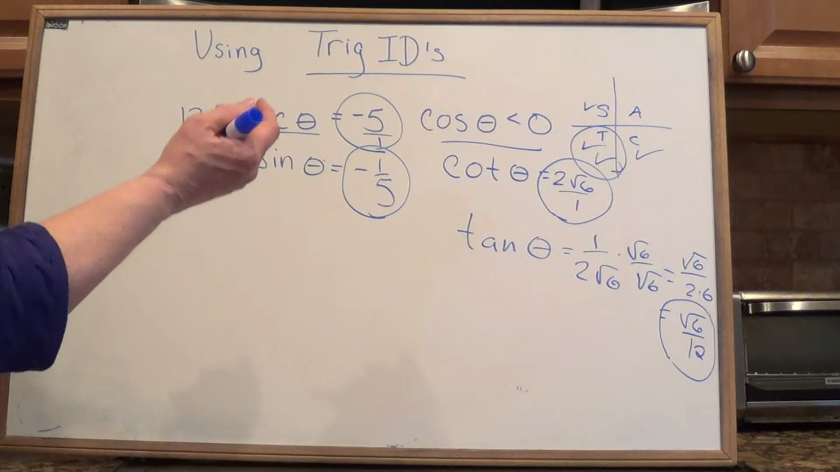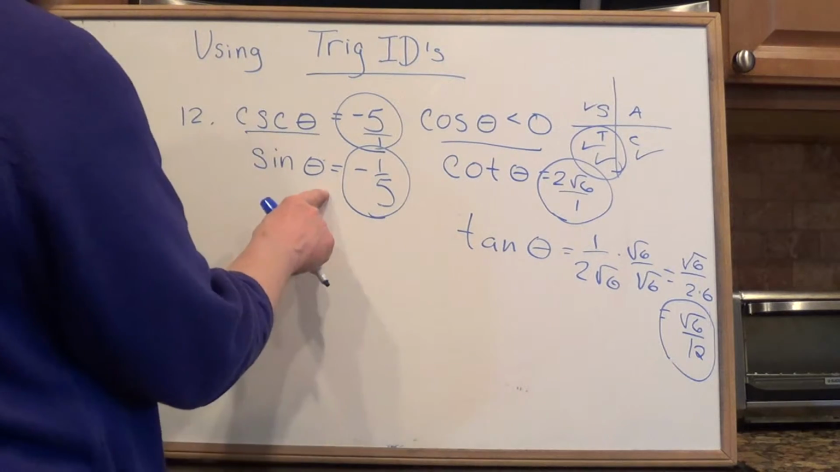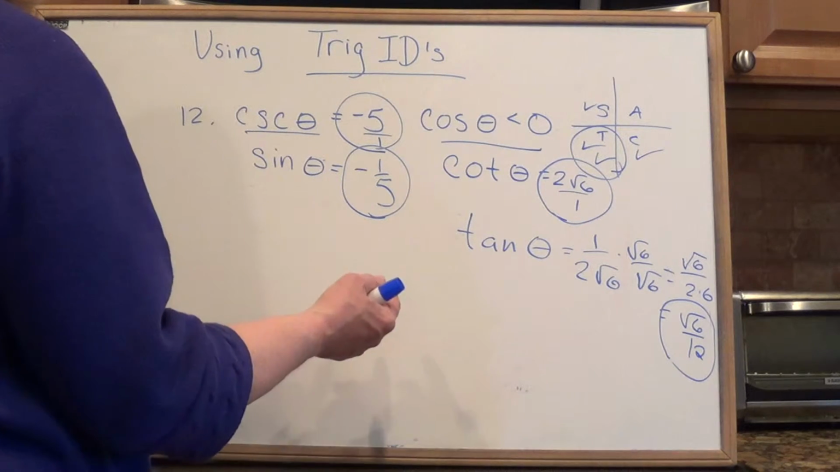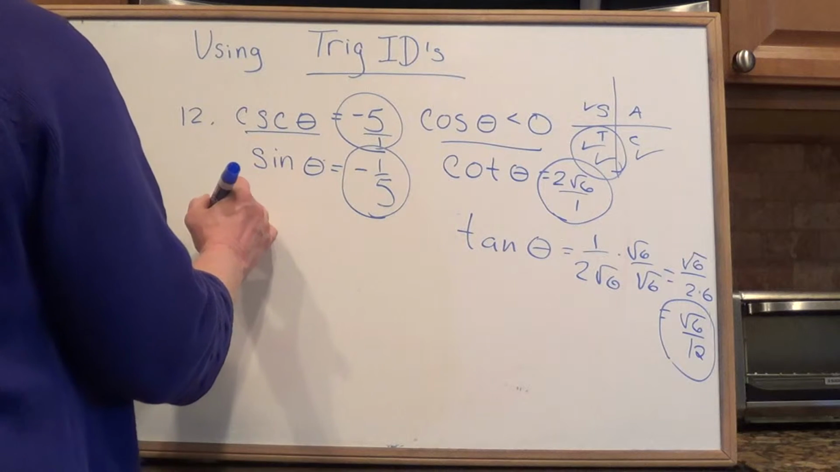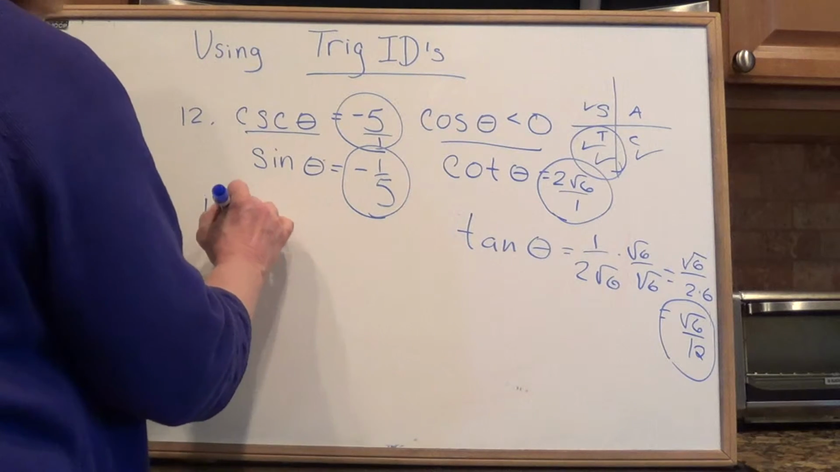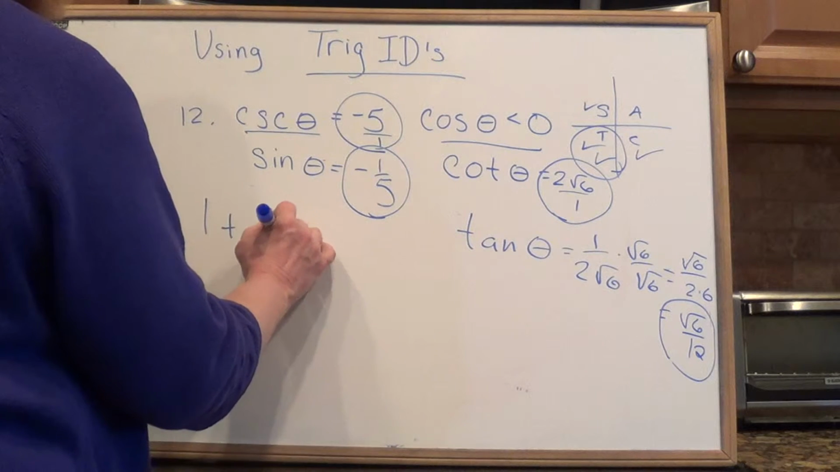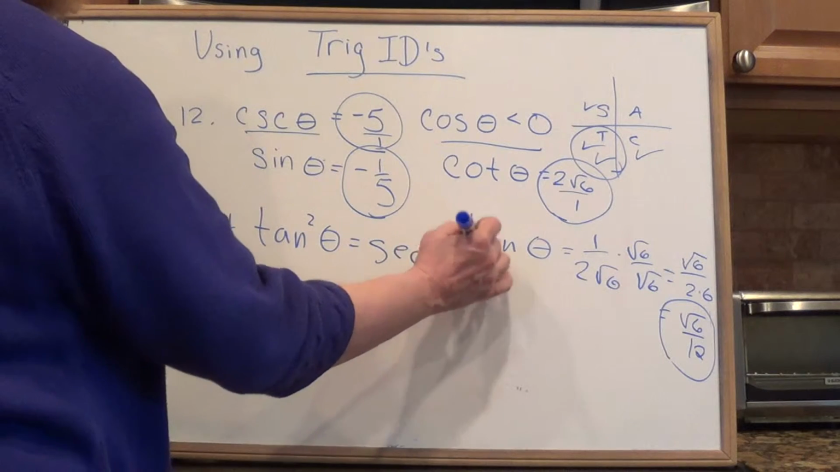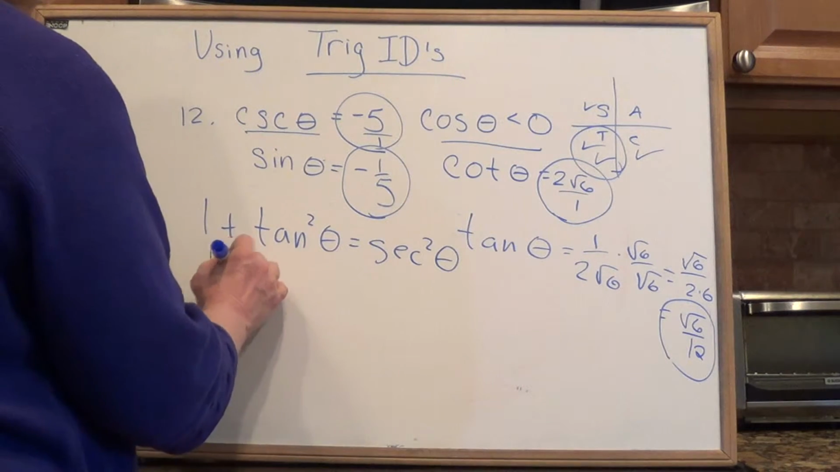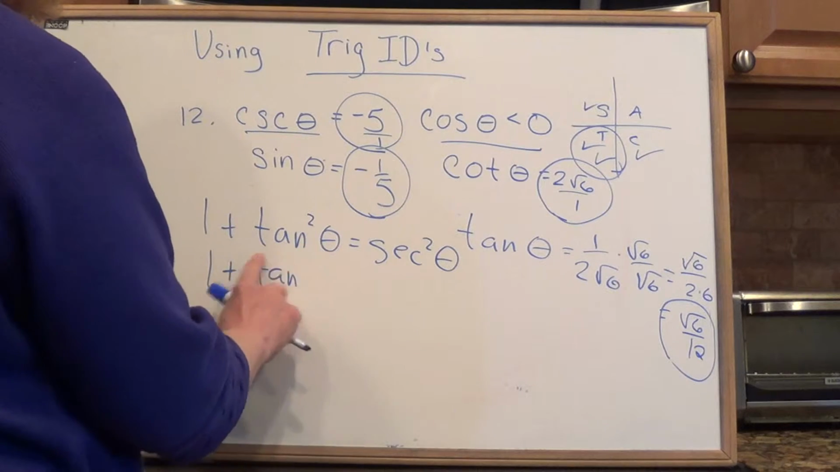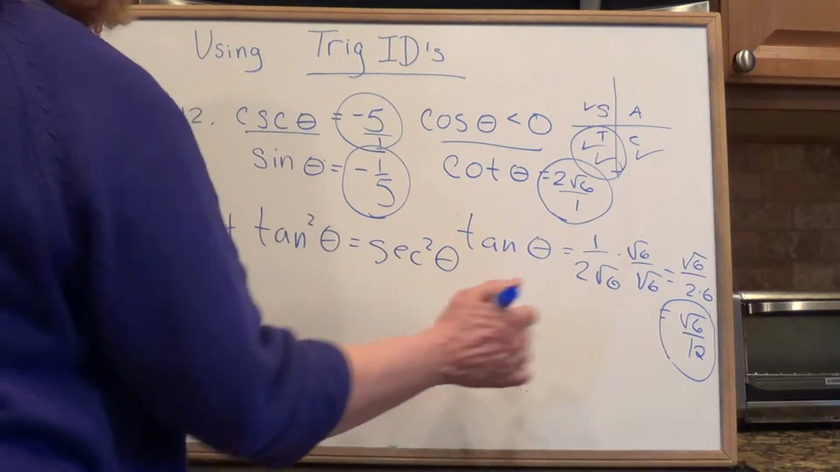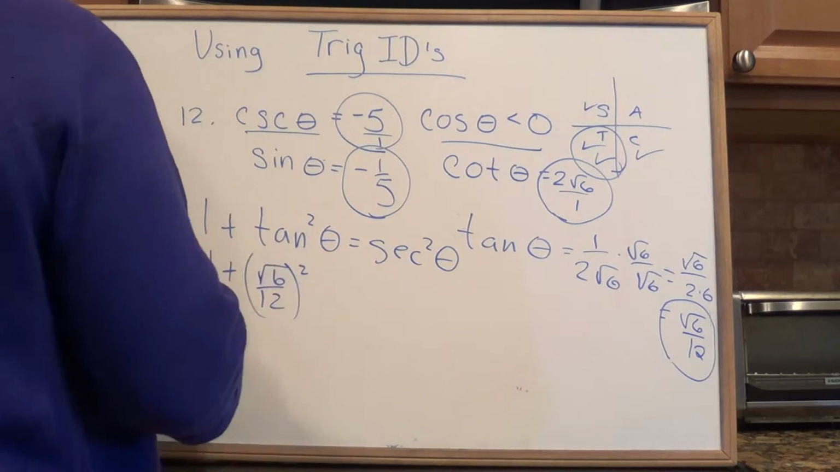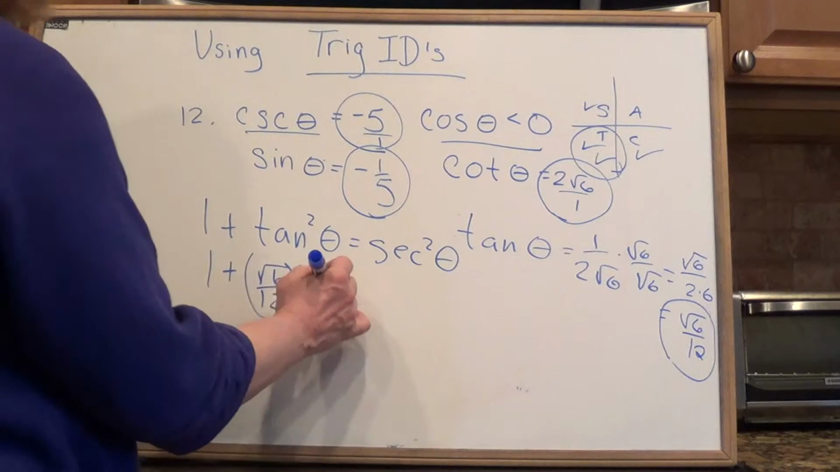So I'll grab a trig ID. I still can't use sine over cosine because I don't have a value for cosine. And I can't use cotangent, same reason. So I have to grab the other Pythagorean ID that has secant in it, and I don't have secant. So I grab this trig ID, and I get 1 plus tangent squared, which I know. Tangent squared is right there, square root of 6 over 12, and that value is squared. We'll mess with that in a minute, equals secant squared.